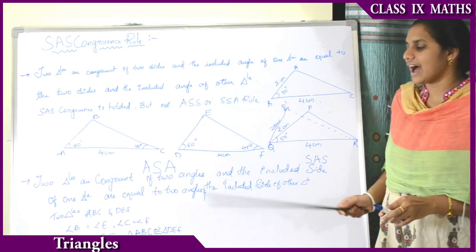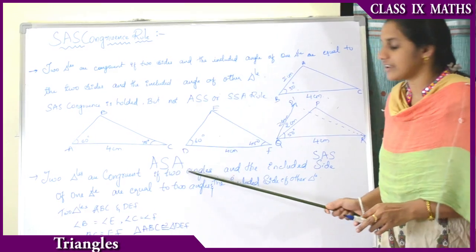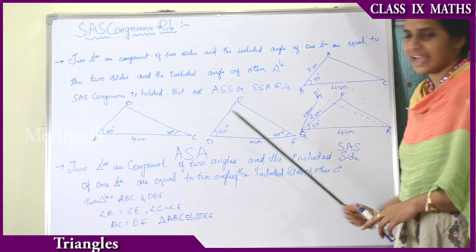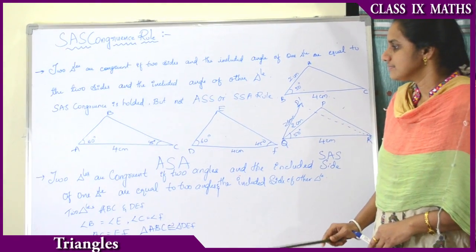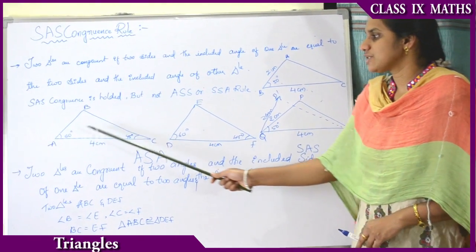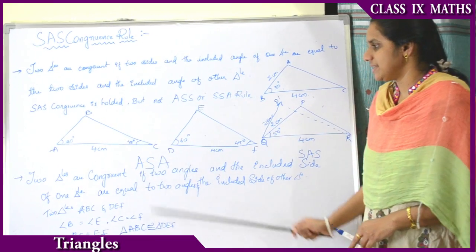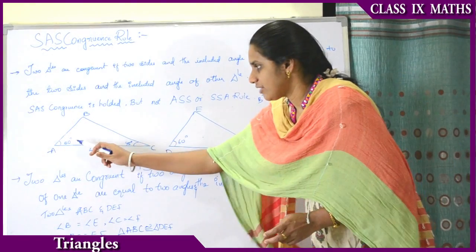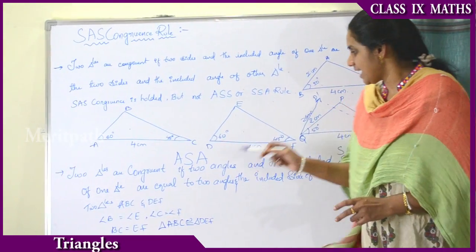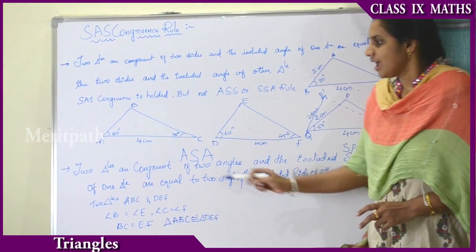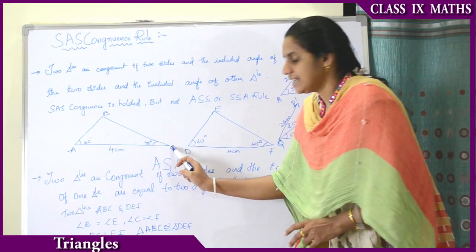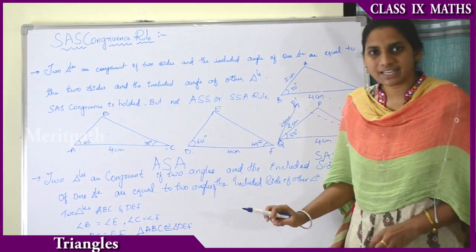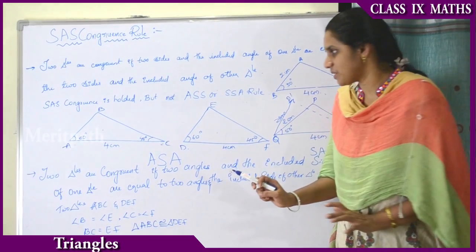Now let us see another rule, that is the ASA congruency rule. What is it about for triangles? Now let us take two triangles and the angles of two sides. Let us see carefully. I have taken the first triangle ABC and the second triangle DEF, and the side AC, that is the base of the first triangle, is 4 centimeters. And for the second triangle it is 4 centimeters, the same, right?